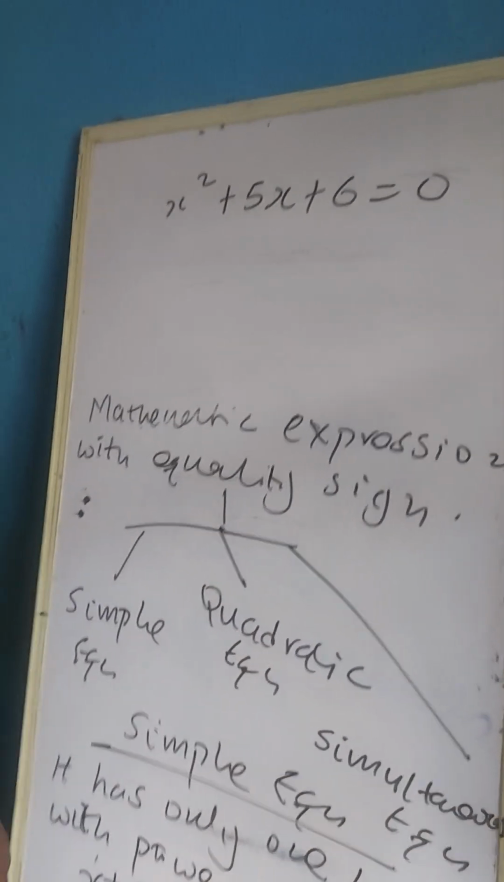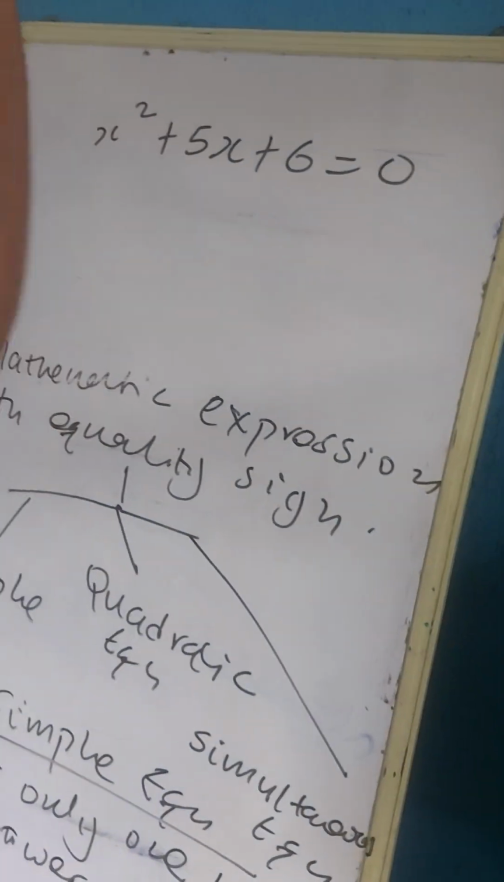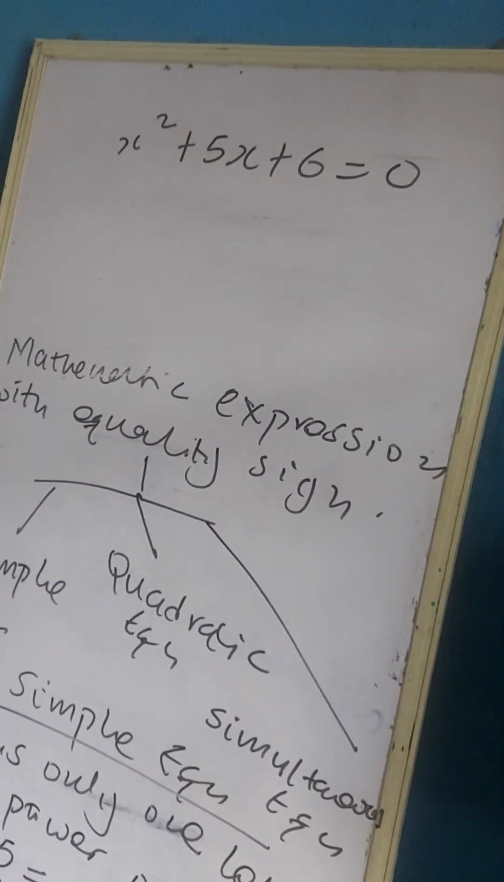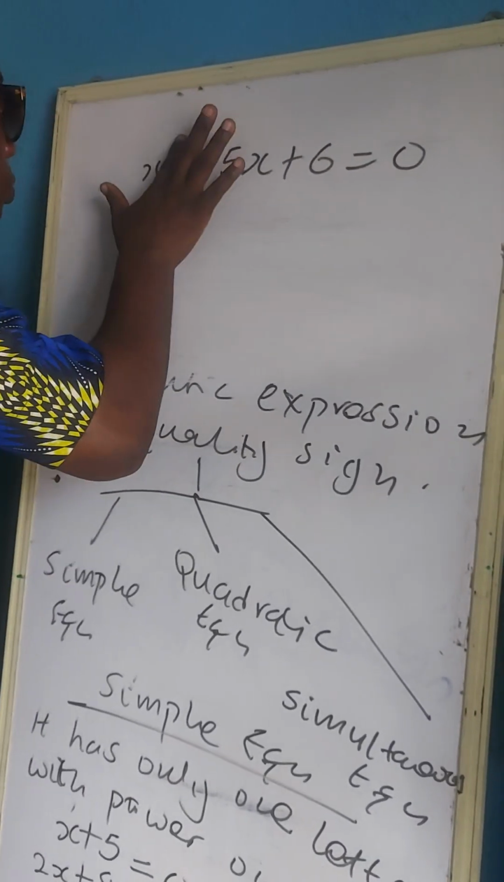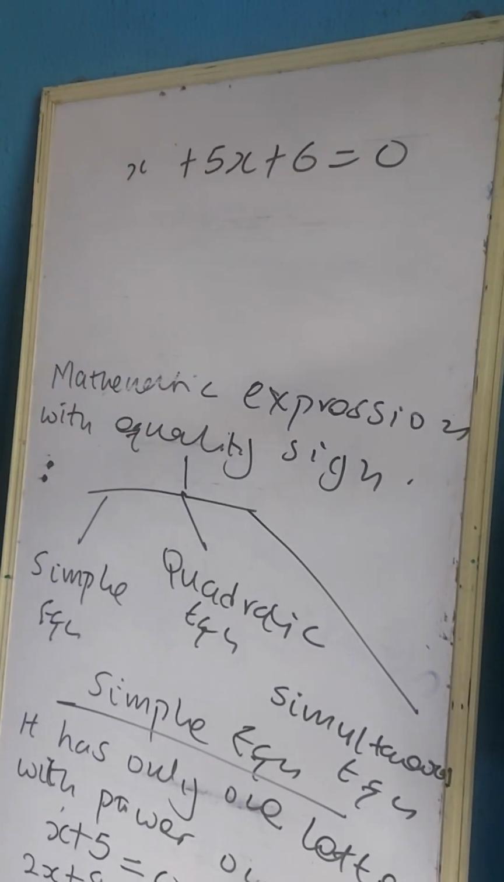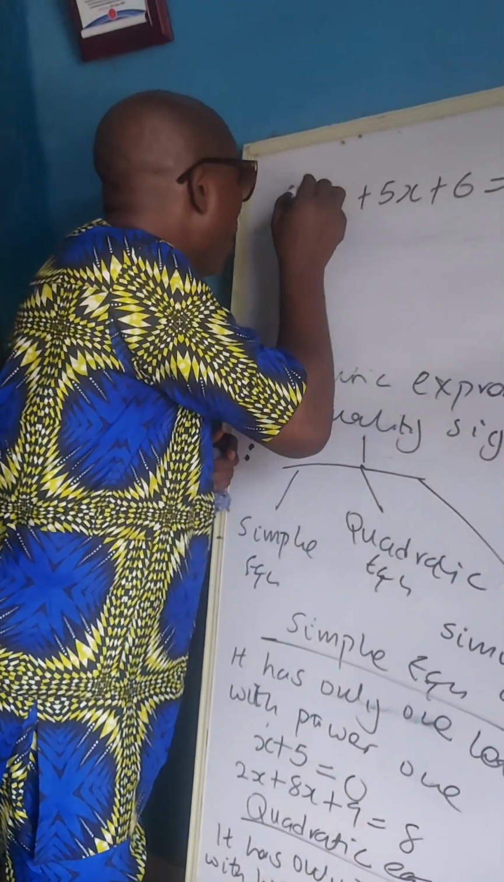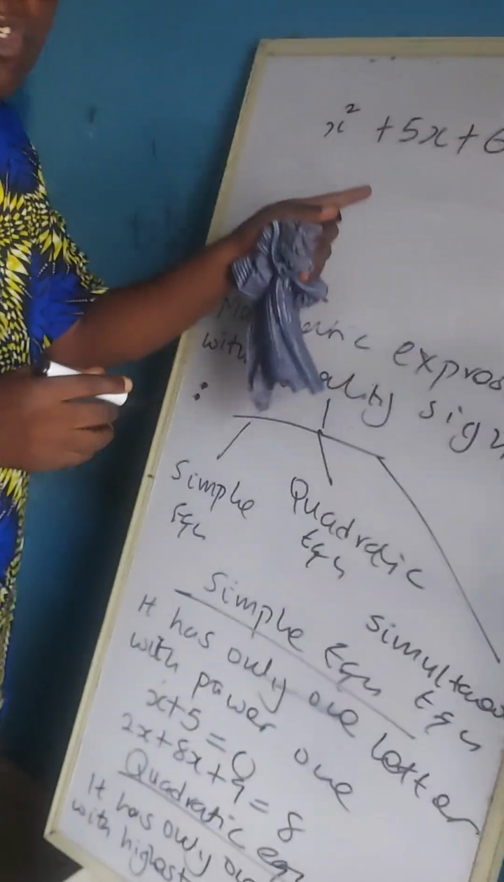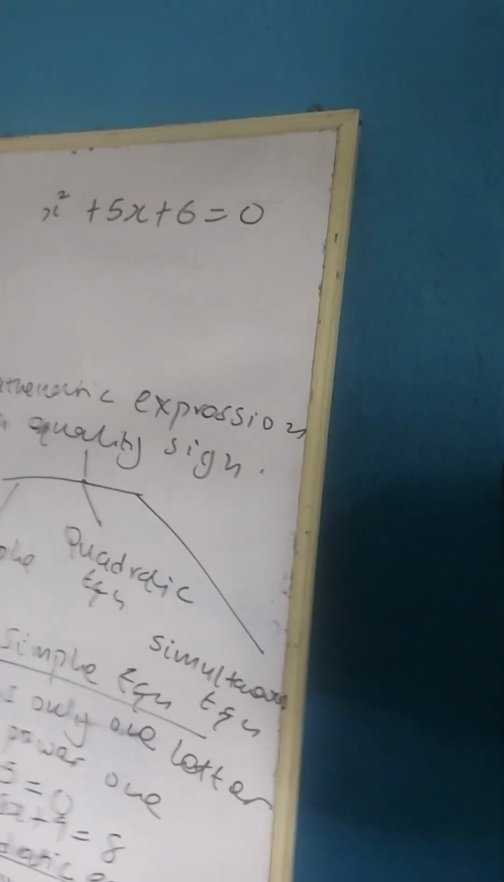I told you quadratic equation has only one letter, x, one letter. But the highest power is what? 2. If I clean these two, it becomes linear equation. But because of the power 2, it has changed to quadratic equation. And in solving quadratic equation, we have some methods which we normally use.